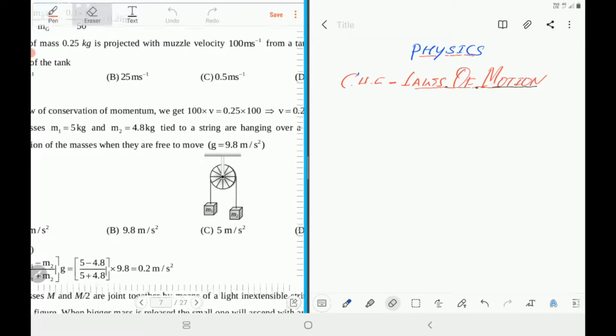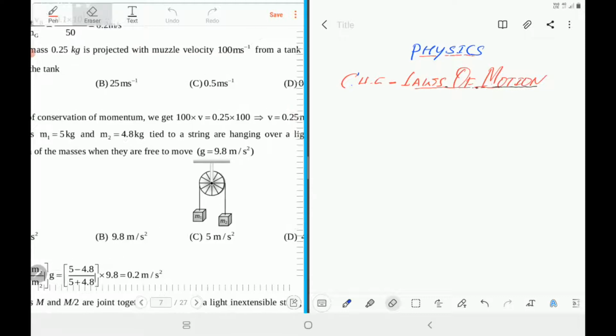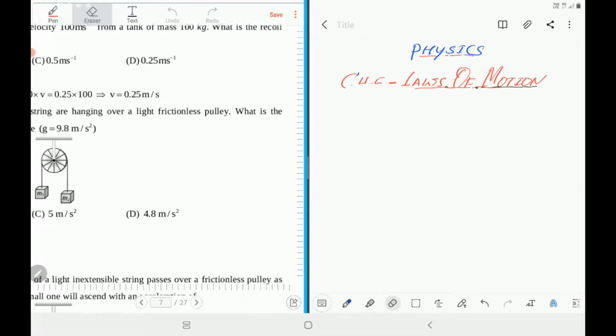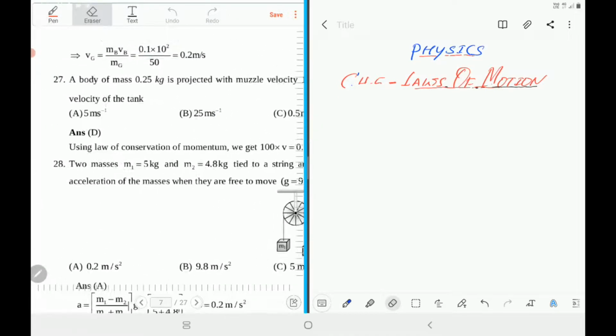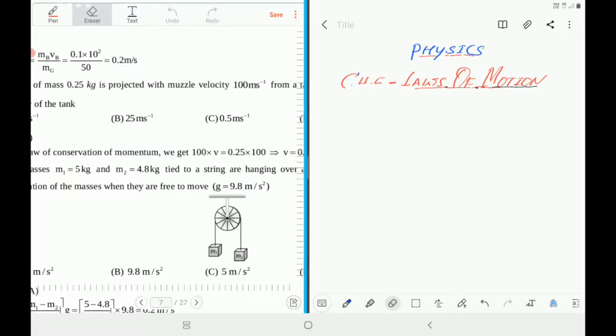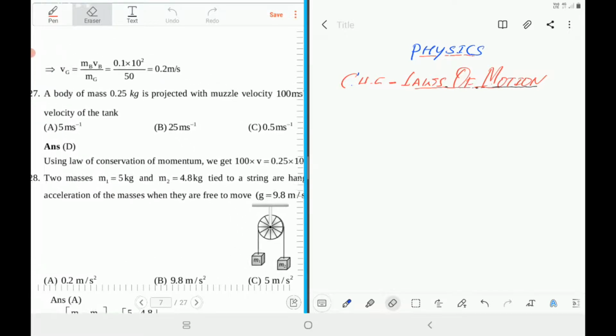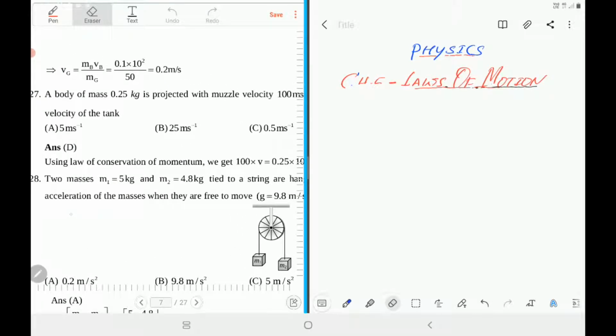Two masses, m1 5 kg and m2 4.8 kg, are tied to a string hanging over a light frictionless pulley. What is the acceleration of the masses when they are free to move? It's very simple. Now recall the formula for acceleration, just a while ago we derived that, right? What is that? Acceleration a equals (m1 minus m2) divided by (m1 plus m2) times g.